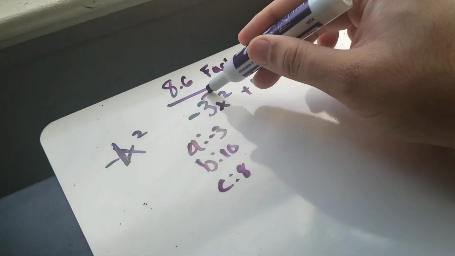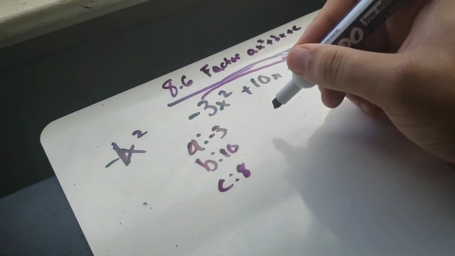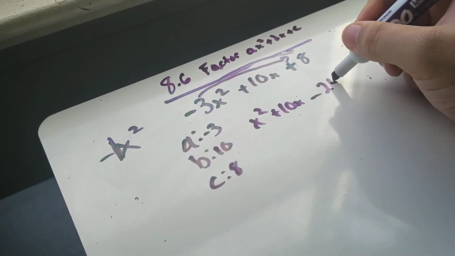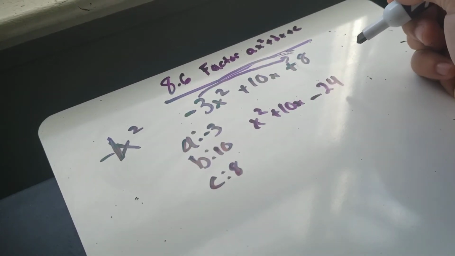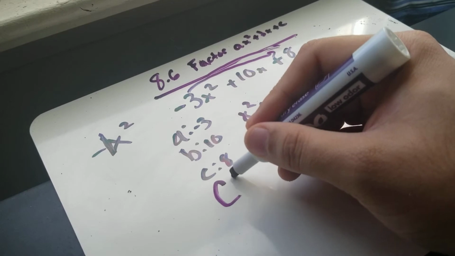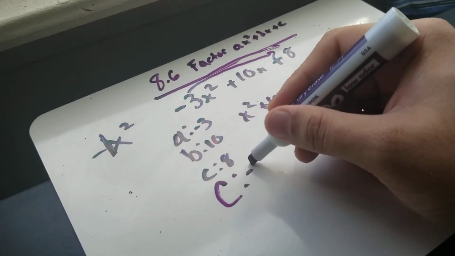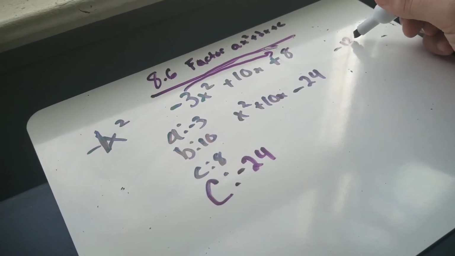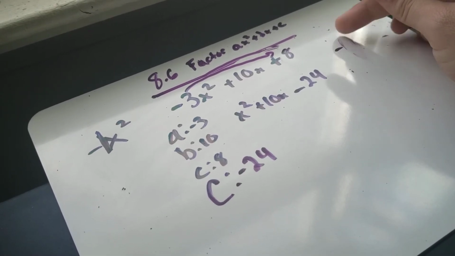I'm going to take the negative 3 and multiply it with positive 8. So I get x squared plus 10x minus 24. Okay, so my capital C, or my new C, is negative 24. So I'm trying to see what multiplies to negative 24 that adds to 10.